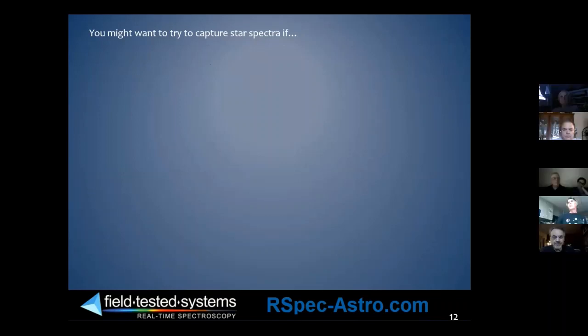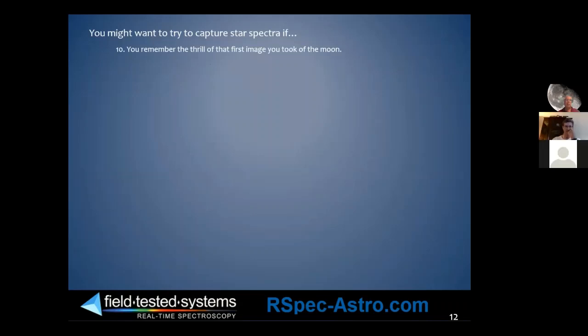Well, you might be interested in capturing star spectra if you remember the thrill of that first image you took of the moon. Oh, and by the way, just to interrupt myself for a second, Jane is here. Jane's a user of the software and the star analyzer also.